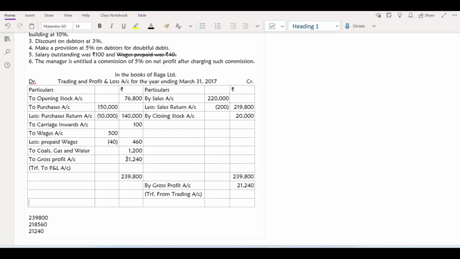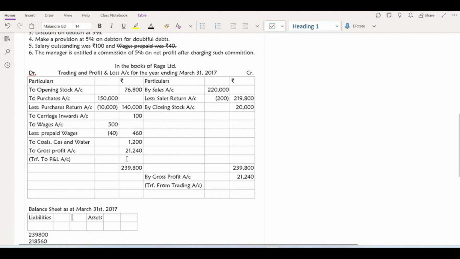Now I'm also going to start preparing my balance sheet side by side. Balance sheet as at March 31st, 2017. Liabilities. Again here I'm going to make two amount columns. Means there will actually be only one column, but I'll be making one inner column so that some adjustment parts we can do there.